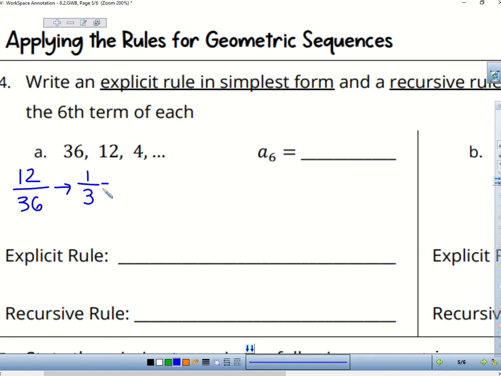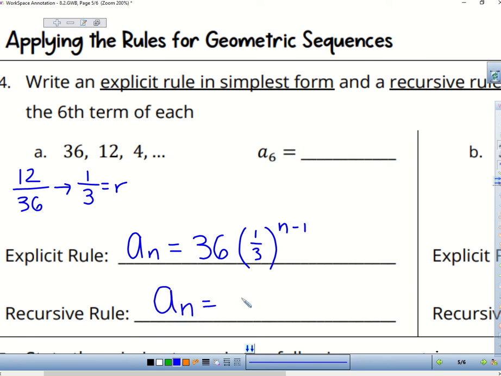1/3, right? You all see why that is? So this one has an r of 1/3. The explicit rule is just going to be a sub n is equal to your first term times your common ratio to the power of n minus 1. For the recursive rule, you only have to change one thing. A sub n is equal to a sub n minus 1 times whatever your common ratio is. So every recursive rule will look exactly the same except for the common ratio.